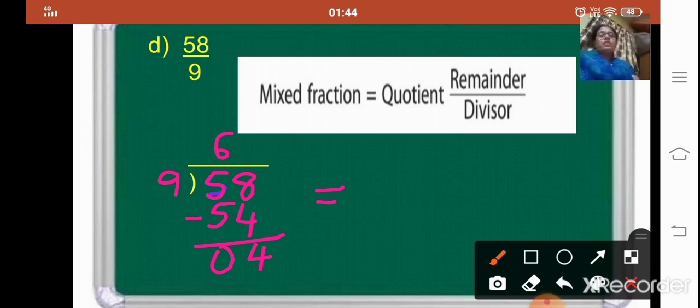So the answer is, what is your quotient? 6 becomes your whole number. That is, your quotient becomes your whole number. Your remainder is 4. You write it like this. 4 upon divisor is your 9. So 4 upon 9 becomes your proper fraction. So mixed fraction is written as quotient, remainder upon divisor. So 6, 4 upon 9 is your mixed fraction. Okay.